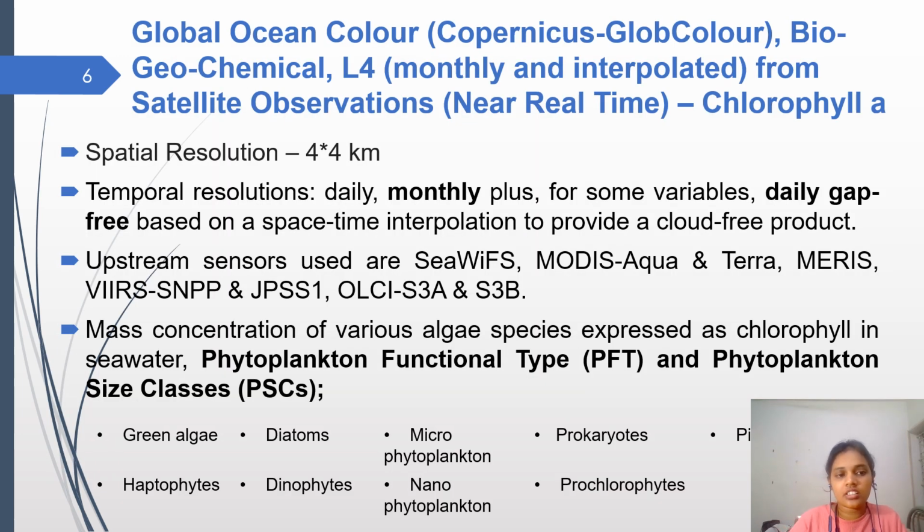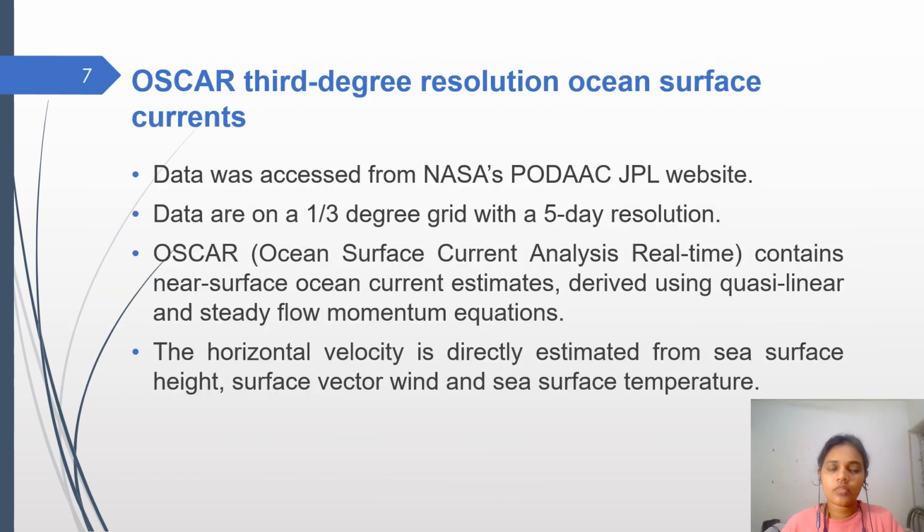First, for analyzing chlorophyll concentration, which is used for measuring the phytoplankton biomass, we used global data from the CMEMS website, with a spatial resolution of 4 km. We use monthly data for the analysis, and along with chlorophyll it also has data variables like PFTs and PSCs, that is phytoplankton functional types and phytoplankton size classes. We also used OSCAR ocean current data for overlay over these chlorophyll plots. It was taken from NASA's website, and its spatial resolution is 1/3 degree.